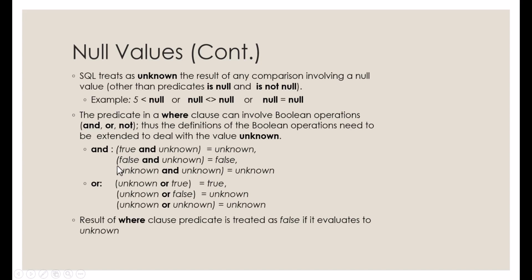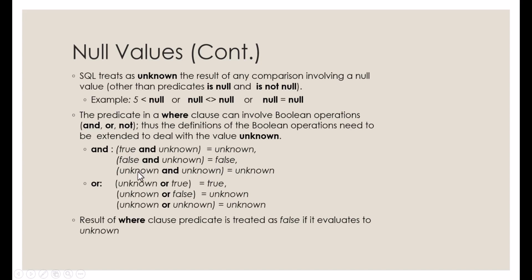The next one we have is false and unknown. As soon as there is a false, the whole thing becomes false. Both have to be true for this whole thing to be true, but because this is already false, it doesn't matter what the value of unknown is. It's going to be false automatically because of this.